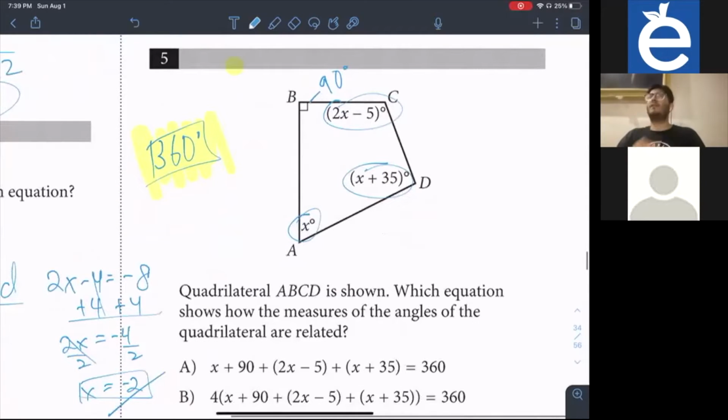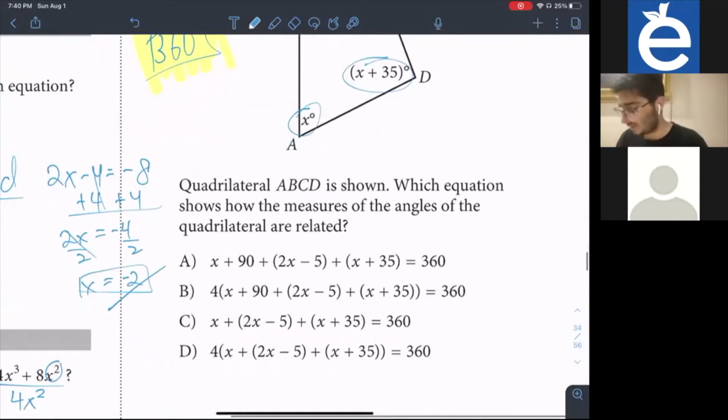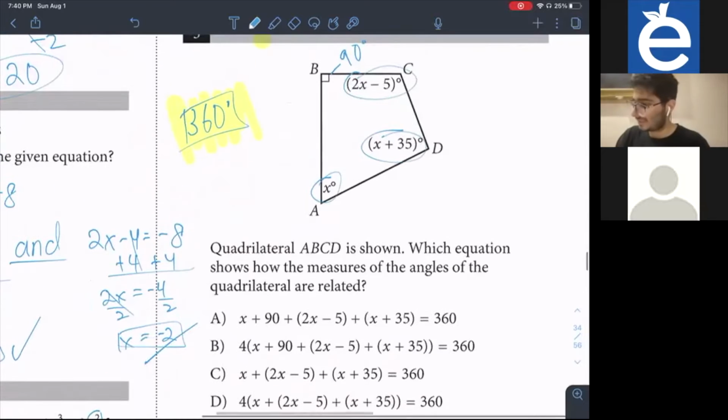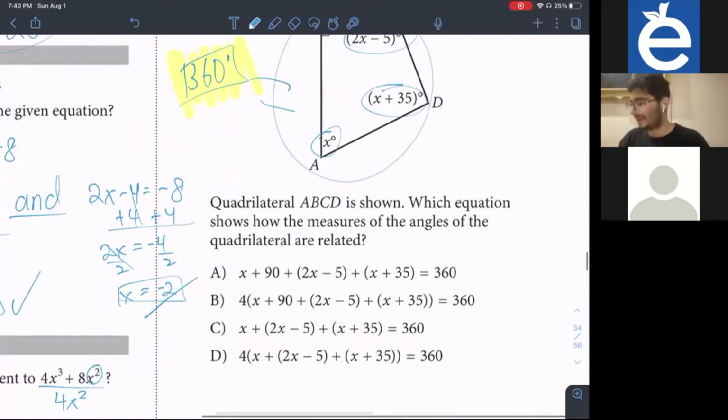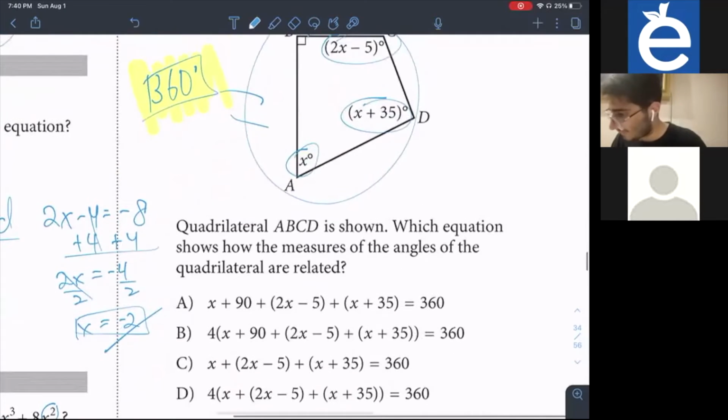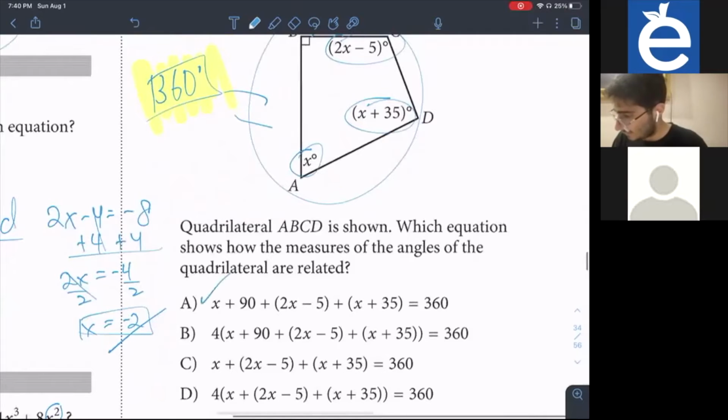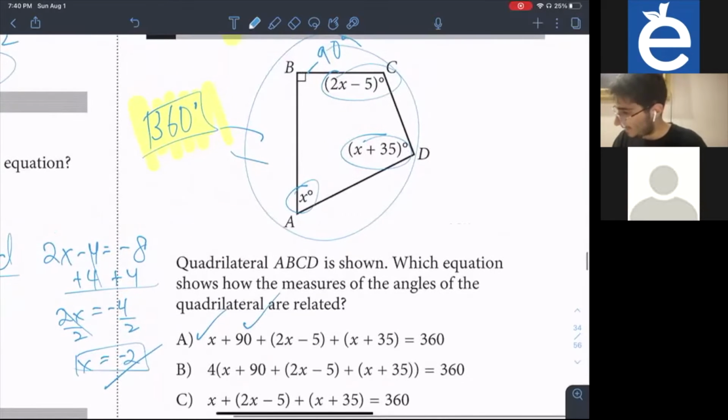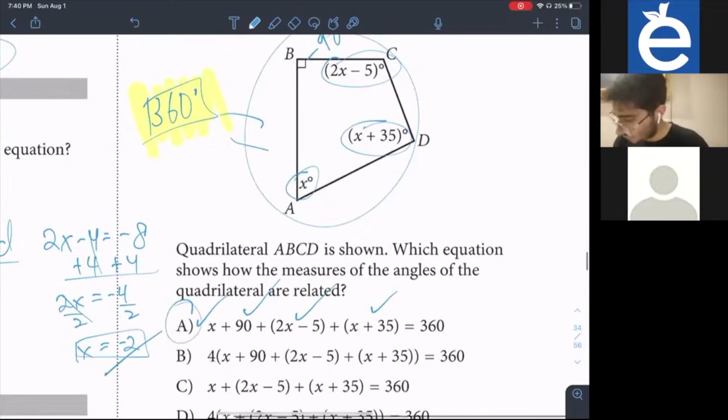It's not asking for us to find the value of x. They're just asking for the equation that would show how to find the value of x, which is what they're basically saying. Which equation shows how the measures of the angles of the quadrilateral are related? So all these angles in the quadrilateral have to add up to 360. Sorry. So you would have the x, you would have the 90 degrees, you would have the 2x minus 5, and then you would have the x plus 5 in parentheses. And so choice A is our answer.